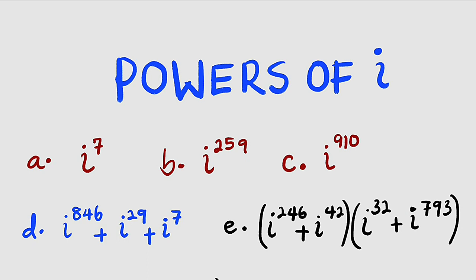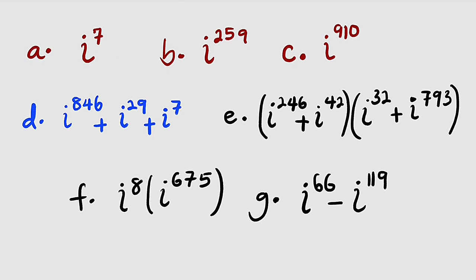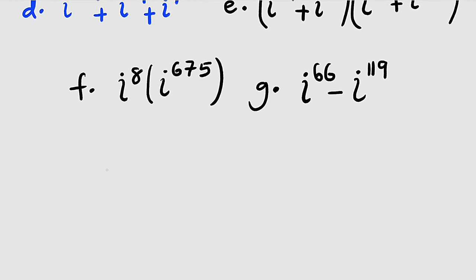In this tutorial, we will be evaluating powers of i. We have some problems here, but before we start, let us define i. You know, i is just the square root of -1, which we have seen in our introduction. So if i is defined as the square root of -1, this implies that i to the first power is just the square root of -1.